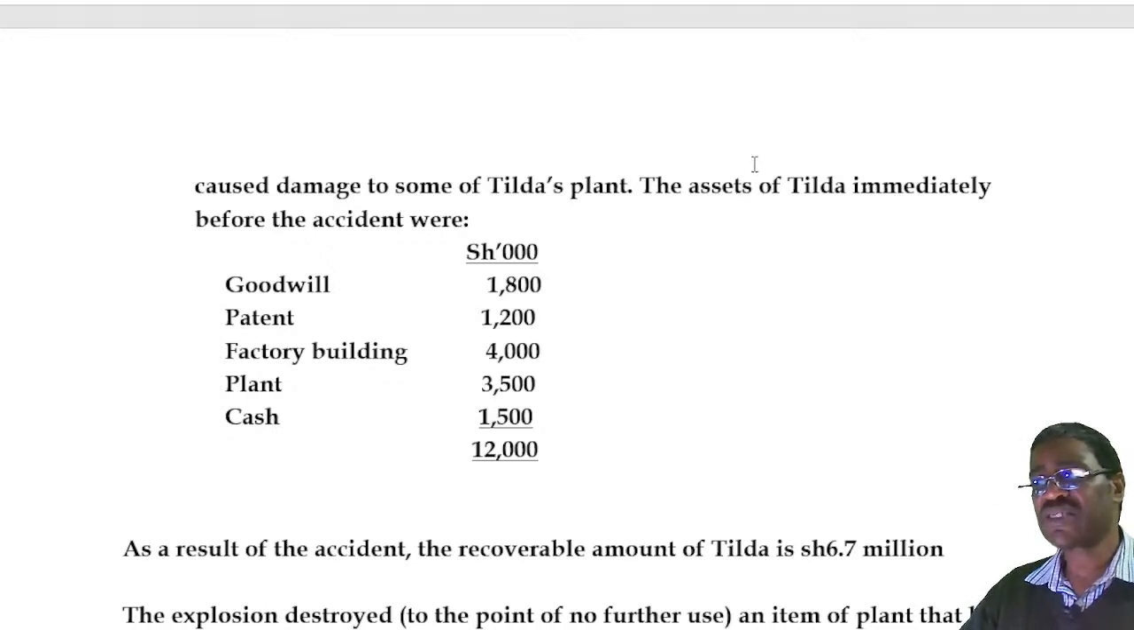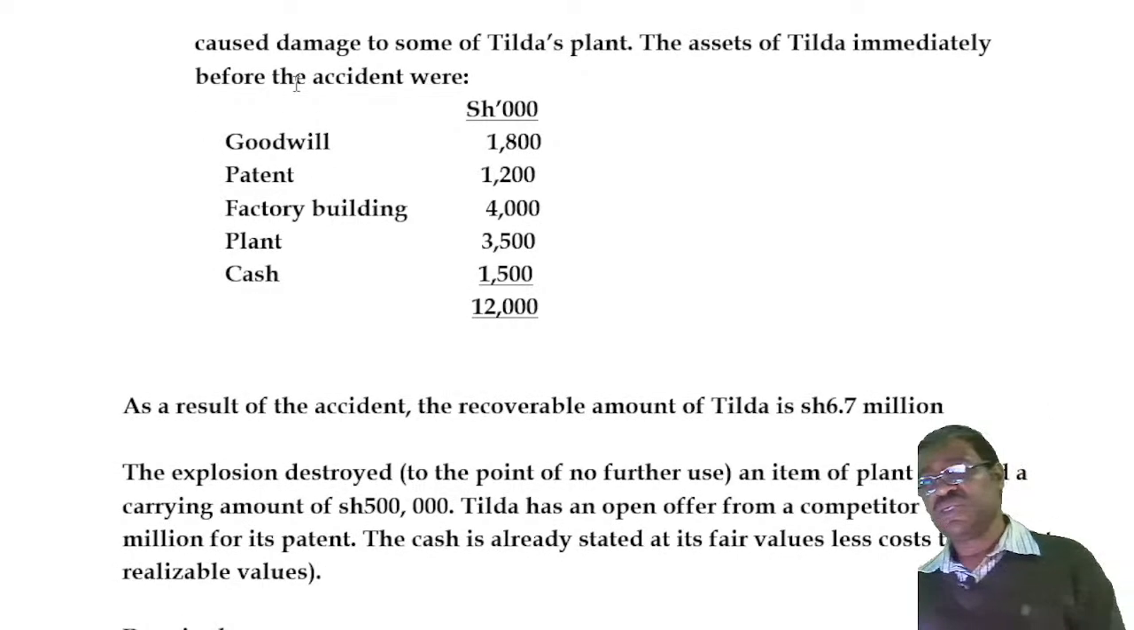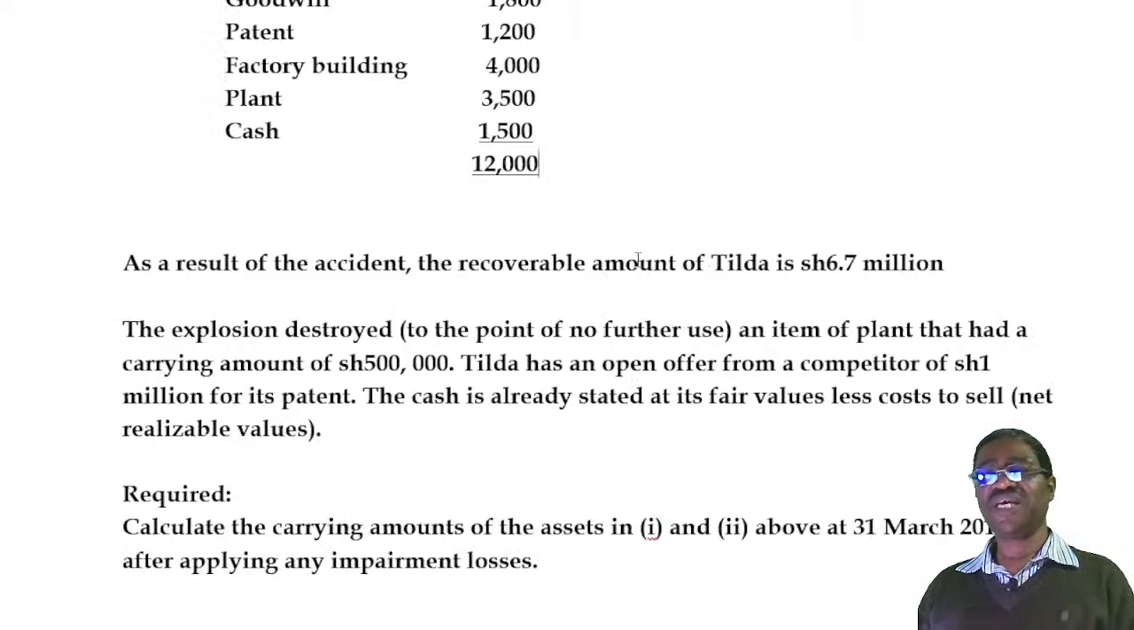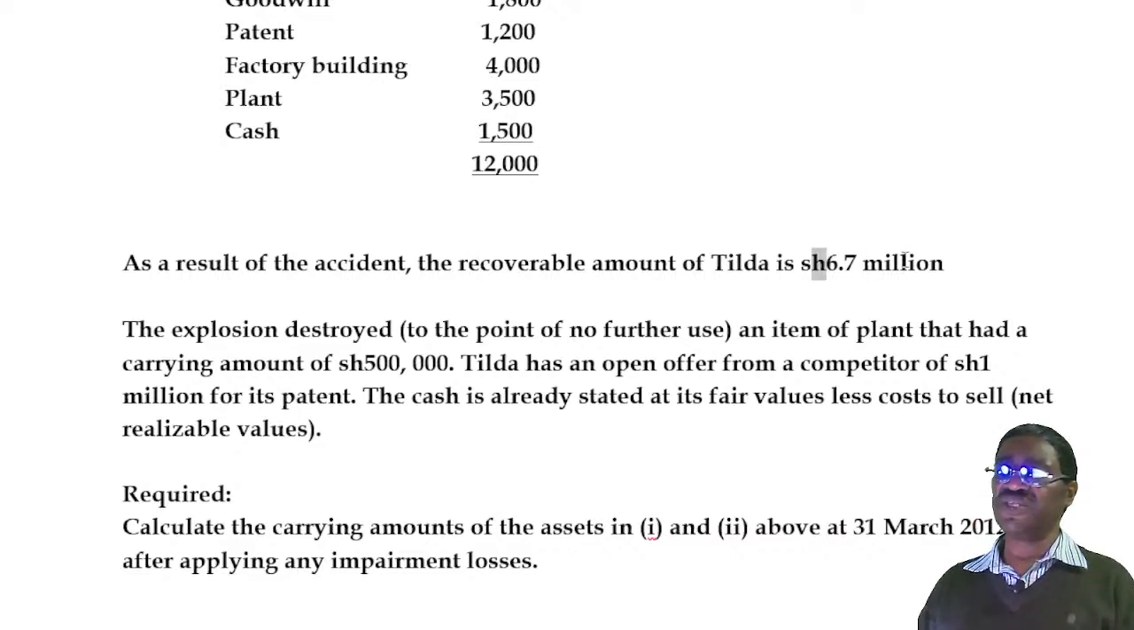The assets of Tilda immediately before the accident were, you are given that the unit had goodwill, patent, building, plant, and cash, all of them amounting to a carrying amount of 12 million. Then they are saying, as a result of the accident, the recoverable amount is 6.7. That one they have already determined for you.